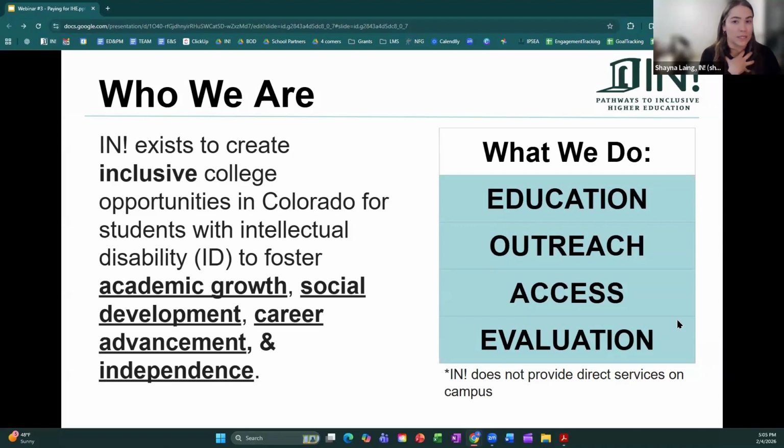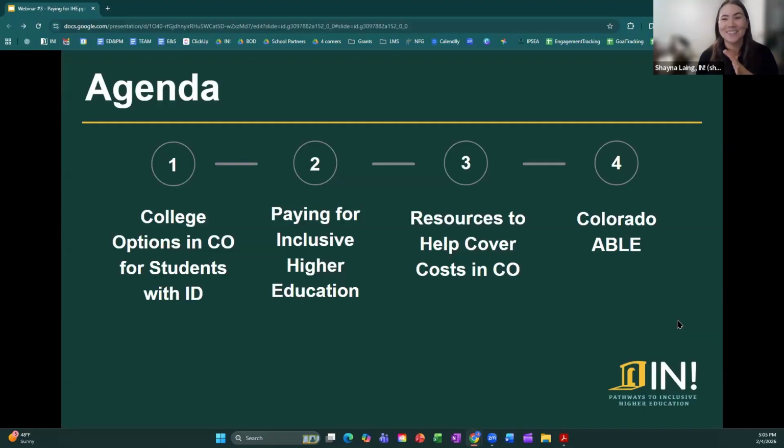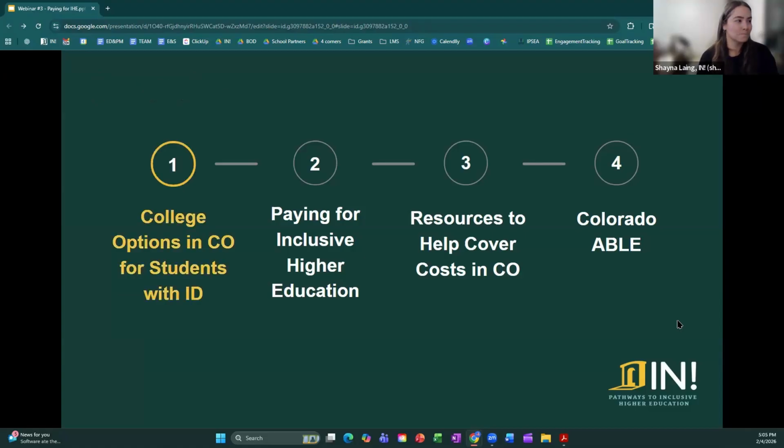And some of the things that we do as an organization, because we do not provide the direct services on these college campuses, we do education and outreach, things like this. We help work on access and looking at how can we get more scholarship funding for students. And we also do evaluation of those programs to make sure that they're serving our students to the best of their ability. So in our short time, just 1 hour, we're going to cover what are the college options in Colorado for students with intellectual disabilities? What does it look like to pay for those programs? And what are some of those components of the cost, the overall cost? Big piece where I want to live is the resources to help cover those costs. And then, as I mentioned, Mike gets to speak to Colorado Able accounts.